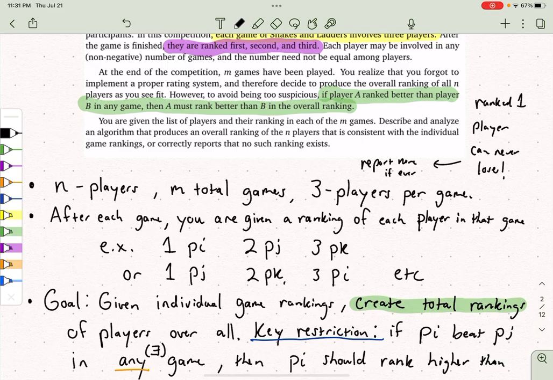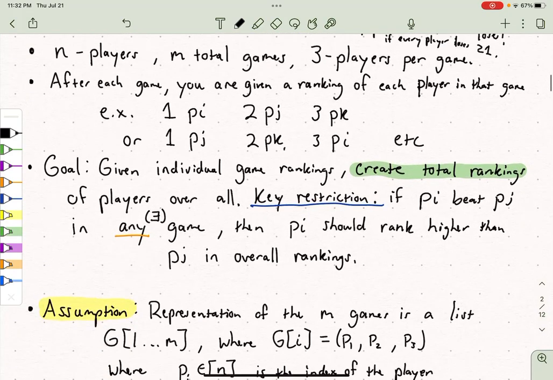If every player loses at least once. Okay, so that's the setup. Pretty clear.